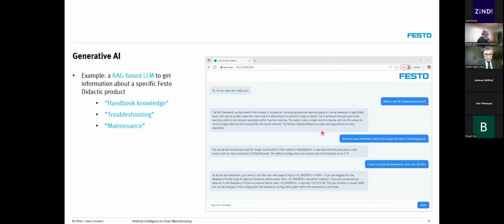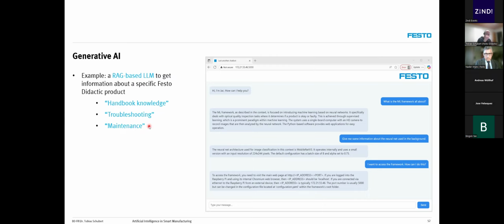Add some specific information about your production line, about your application module, about whatever, to your large language model, and then you have some kind of handbook knowledge. You can ask what is written in the technical documentation. Please help me, I have to replace that spare part. How can I proceed? Maybe you have some troubleshooting. The red lamp. What can I do? And it's also helpful for maintenance.